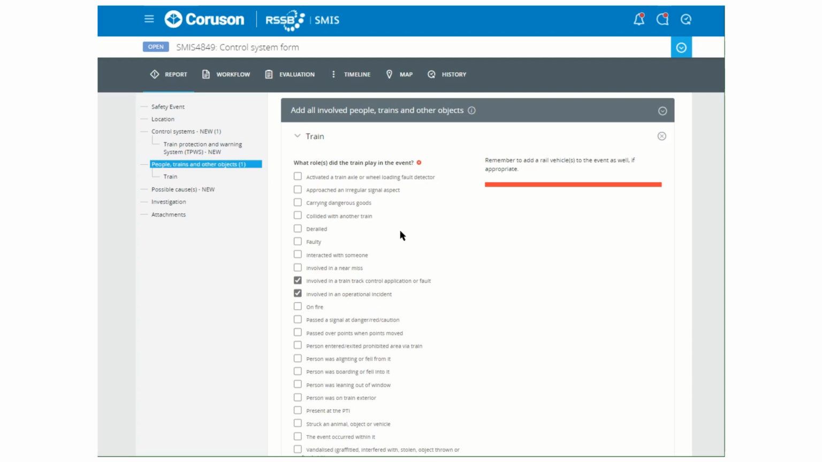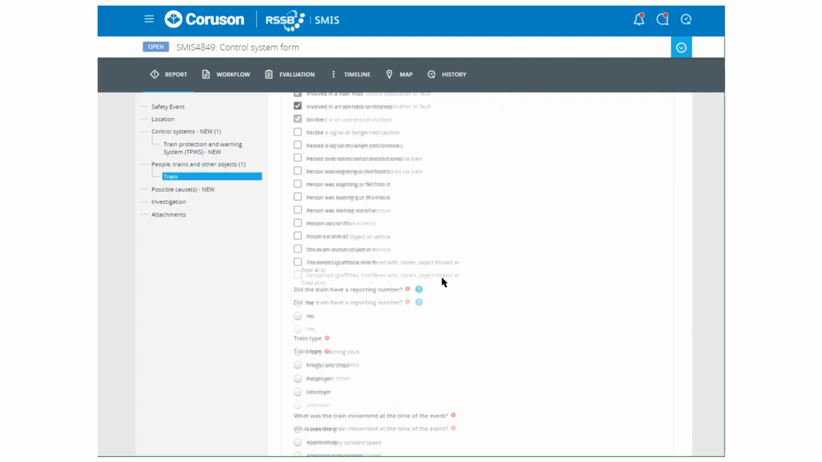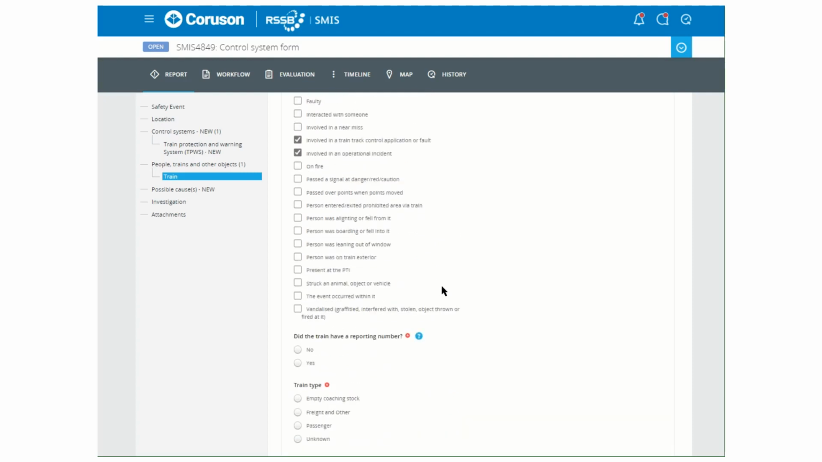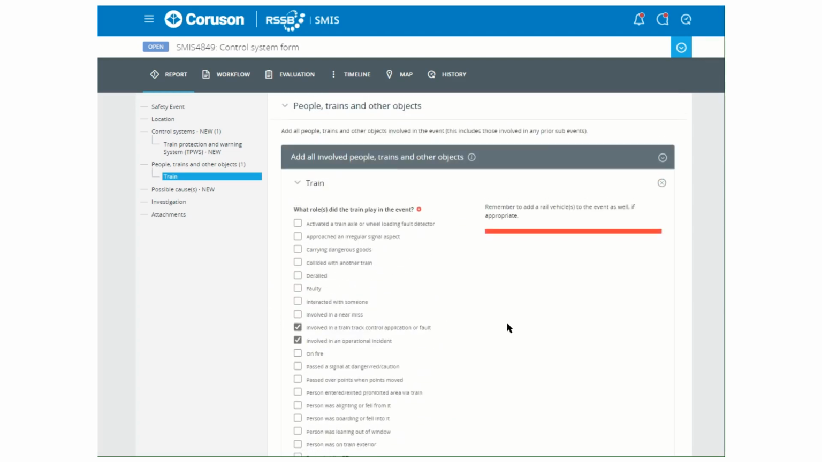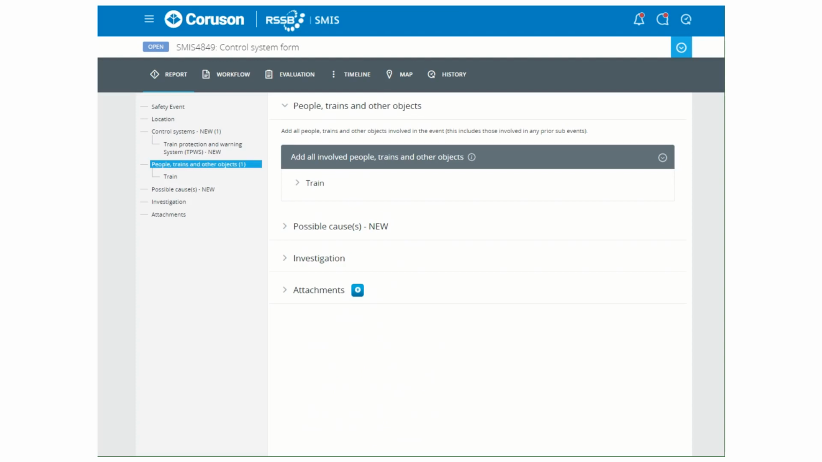There are other fields that you can enter under the train object, but we have a different video on entering people, trains and objects that you can refer to for more information on what to enter for train objects. On the topic of the train speeding prior sub-event, if you were to add that, at this point you would also want to add a person object for the prior railway operating incident event. So I would go ahead then and add the person for the prior event here.